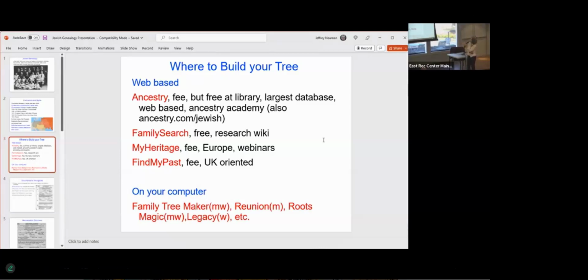They also have what's called the Ancestry Academy, which has a lot of tutorials about how to do things on Ancestry, and you can use that. You can go to ancestry.com/Jewish and get a lot of information from doing that as well. And of course, you can just put in individual names as well.